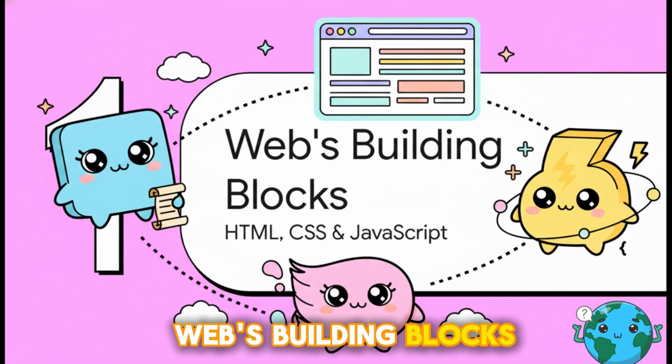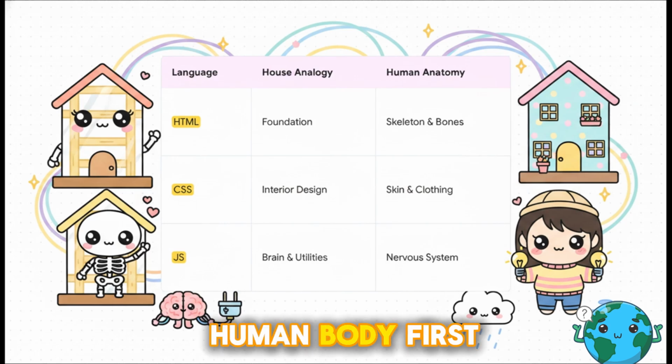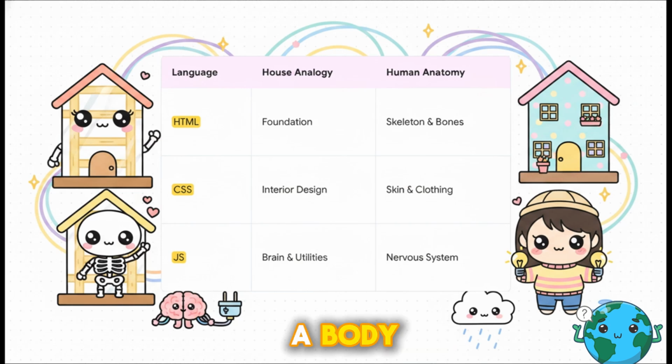Section 1. The web's building blocks. Every single website you visit relies on a trio of core technologies. Think of it like building a house, or even the human body. First, you've got HTML. This gives your page its structure. It's the concrete foundation and the wooden framing of your digital house, or the skeleton and bones of a body. Without it, you basically just have a puddle.